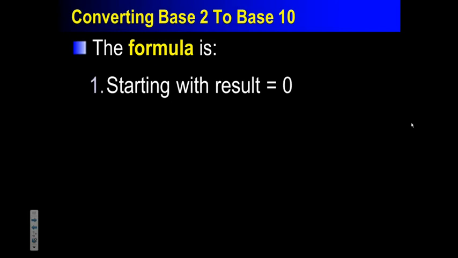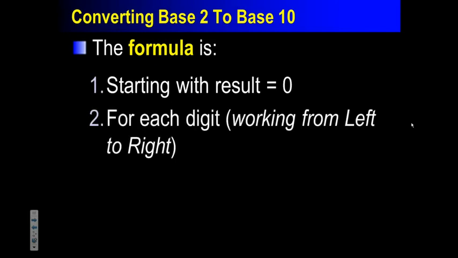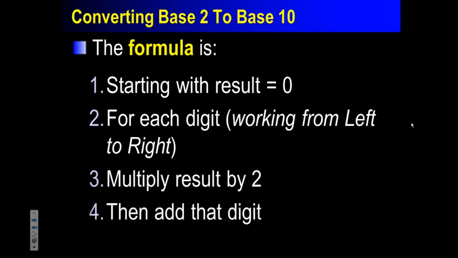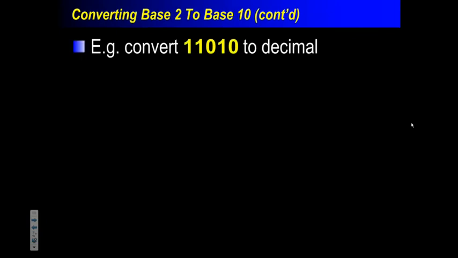Now, when we go the other way, here's the formula. Start with a value of 0. For each digit working left to right, multiply the result by 2, and then add that 1 or 0 to that. Okay, so here's an example. I have the number 11010. I start with a value of 0. I'm going to always multiply by 2 and then add that digit as I move in this direction.